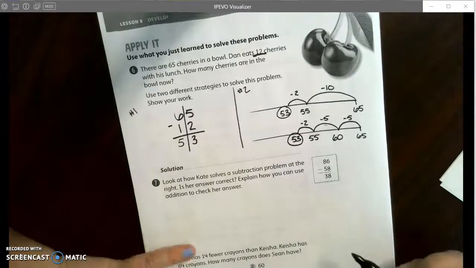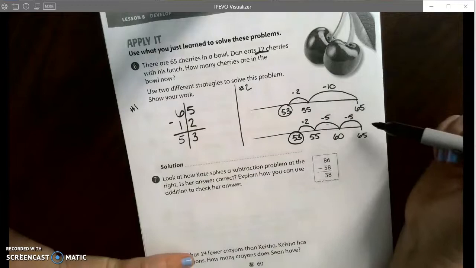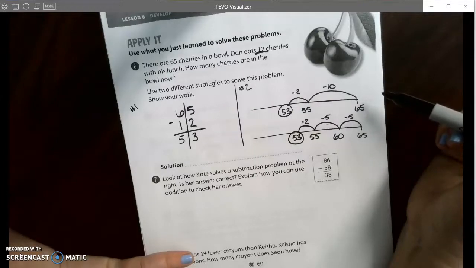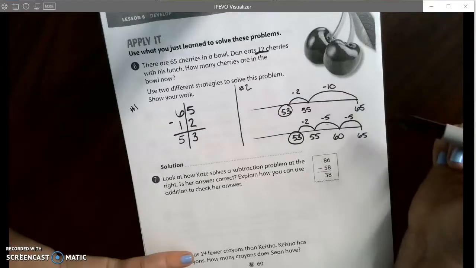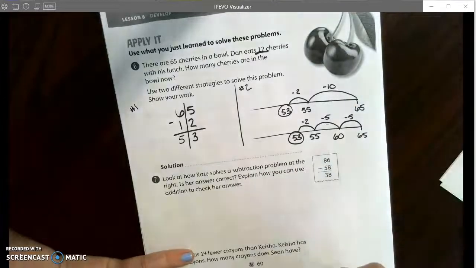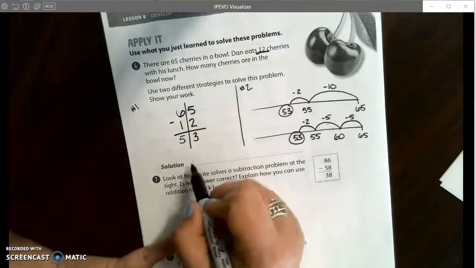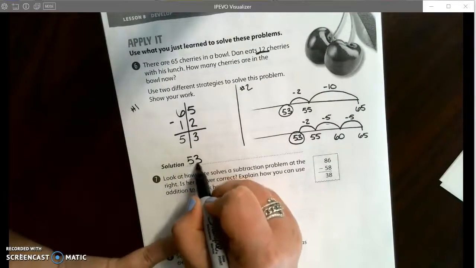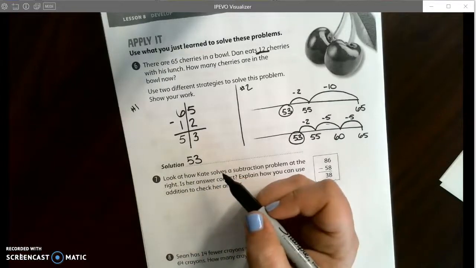You don't have to do the number line hops the same way that I do. What makes sense in my head may not make sense in your head. So you may like or understand the number line, but your brain might think of different numbers, and that's completely okay. I am just showing you that these are 2 ways that I can think of, but you might have a different way as long as you end up on 53. Okay? For your solution, we have 53.